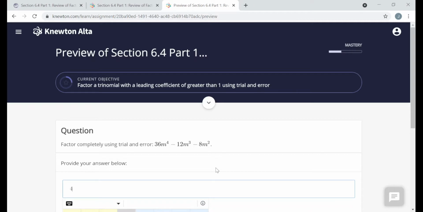So we have 4, and again, don't forget the proper letters, 4m squared times 3m minus 2 times 3m plus 1.